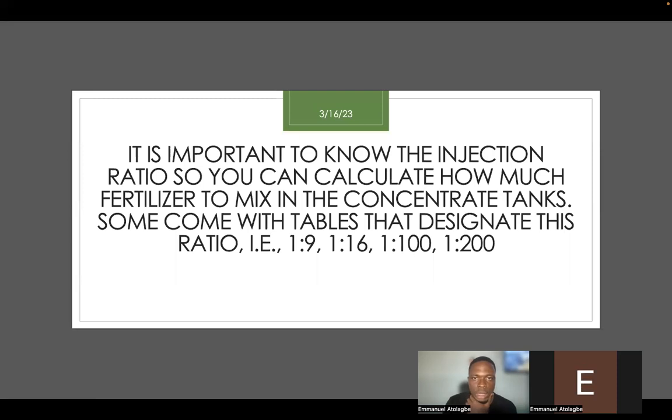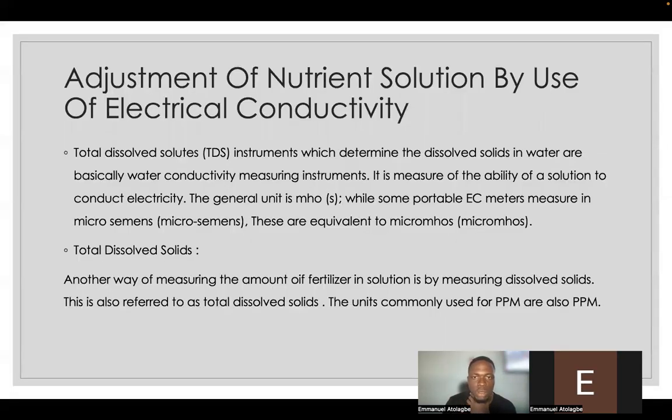So again, time is running out. It is important to know the injection ratio. So in the question after this, you have 1:100, but you can also have other ratios like 1:9, that is, the strength is 1:9. Then 1:16, 1:100, 1:200, as the case may be.